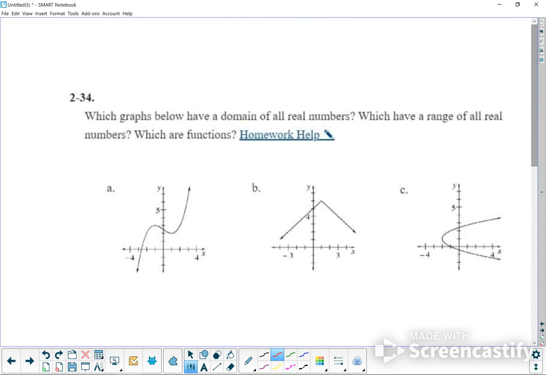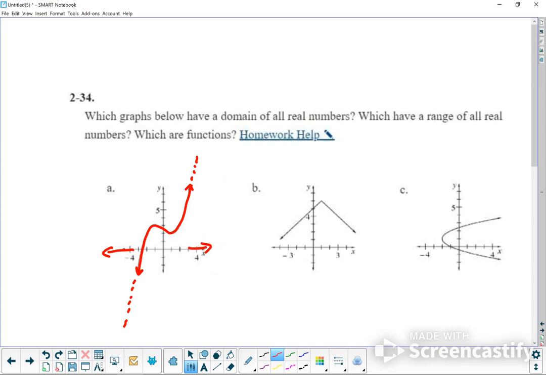And last one, I believe. Which graphs below have a domain of all real numbers, which have a range of all real numbers? All right, so notice how on A right here, see that arrow right there? It's going to keep going down, and when it keeps going down, it's going to keep going in this direction. This one too, it's going to keep going up, and when it keeps going up, it's going to go in this direction.